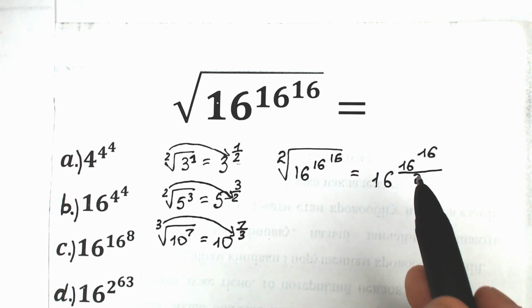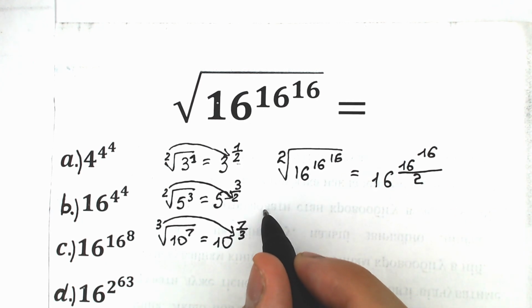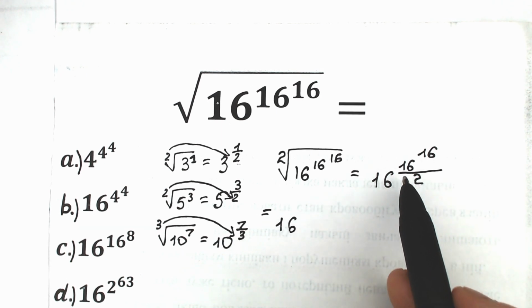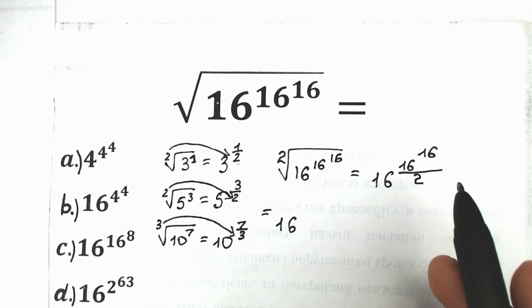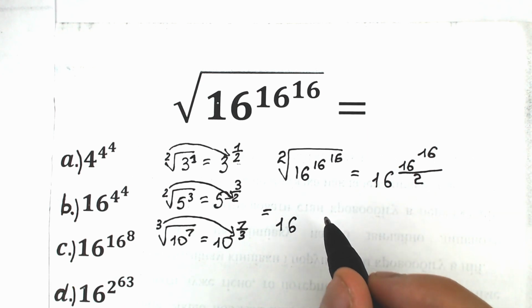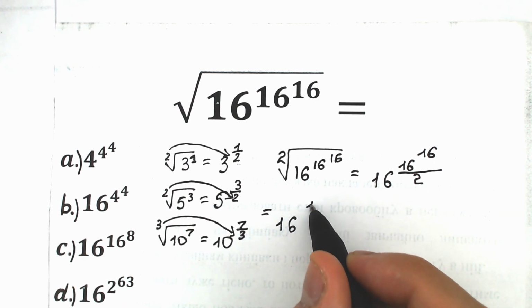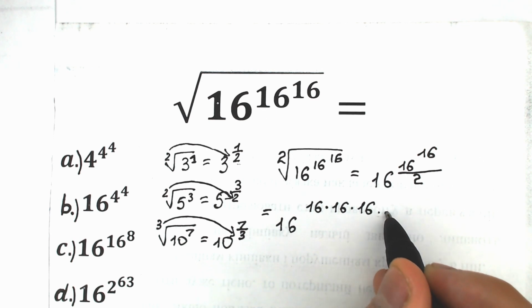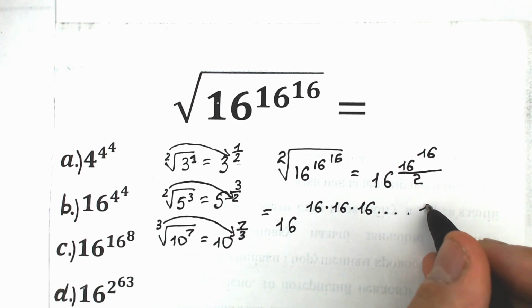Right now, let's simplify this power, or let's write it in a new line right here. So what do we have right here? In our power, what do we have? 16 to the power 16 divided by 2. So let's write this 16 to the power 16 as a product. What do we have right here? 16 times 16 times 16, and a lot of these 16s right here, and the last is 16.